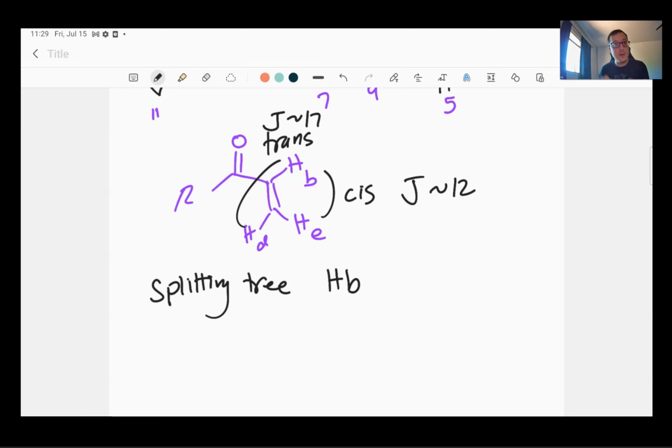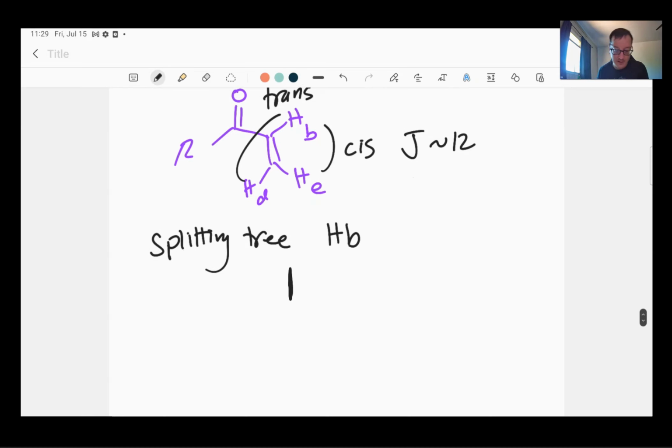Okay, so when we're taking a look at that, we always want to do the biggest splitting first. So if we start, we have our signal. That's in the middle, original signal.